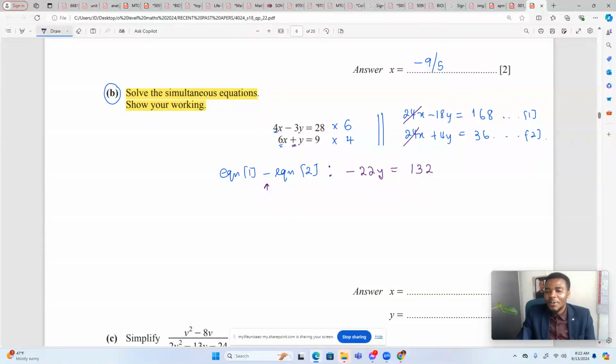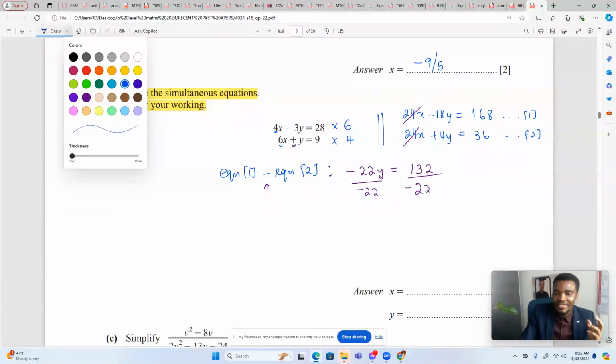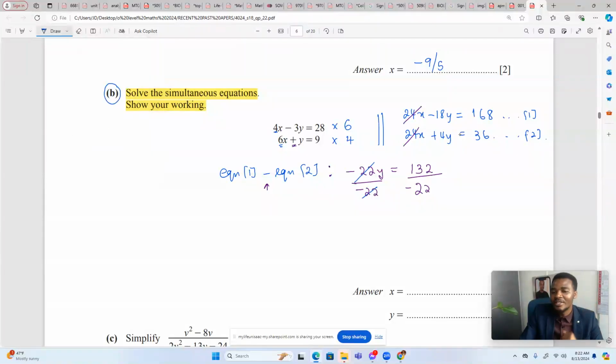Okay, so our target is to find the value of y. So what are we going to do? Let's divide both sides by minus 22. Let's divide this side by minus 22. So what's going to happen here is quite interesting. This minus 22 and this minus 22 cancel. Then we get the value of y. So what is the value of y?